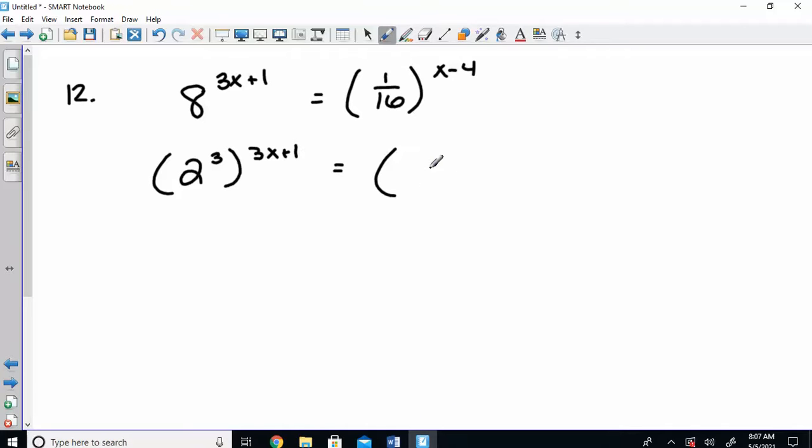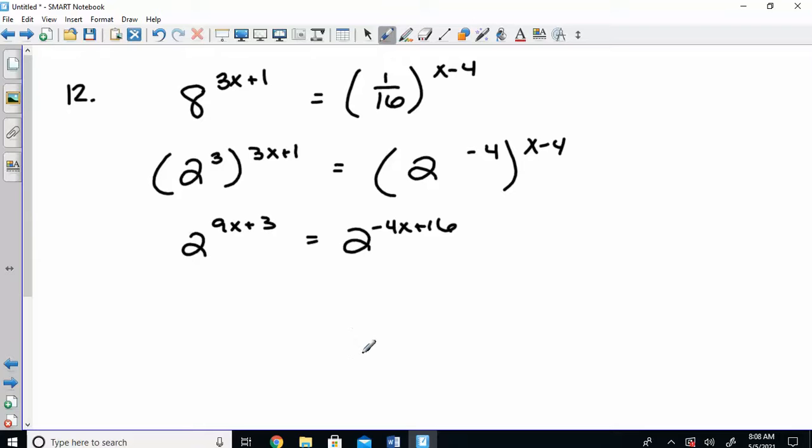Okay, 1 over 16. First of all, if it's on the denominator and I need to change floors, you have to make it a negative. 2 to what power equals 16? Right. Then we have a power to a power, so what do we have to do with those? Multiply. So you get 2 to the 9x plus 3 equals 2 to the negative 4x plus 16. So then we can drop the base and set those exponents equal to one another.